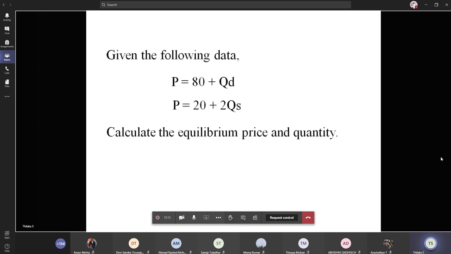Ma'am, Q is 60 and P is 140. Okay, Jairaj Mehta. What is the value of P? 140. And Q is equal to 60. Okay. Is everybody getting the same answer? Yes, ma'am.